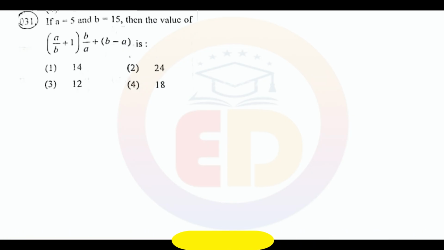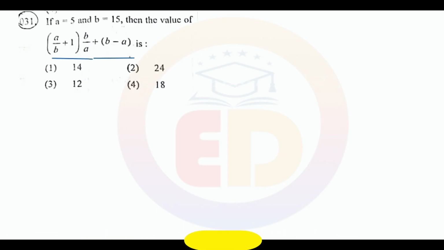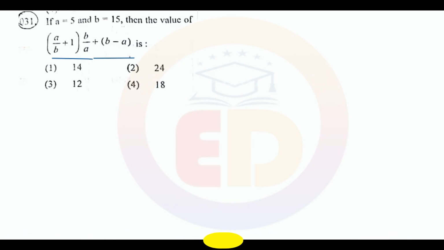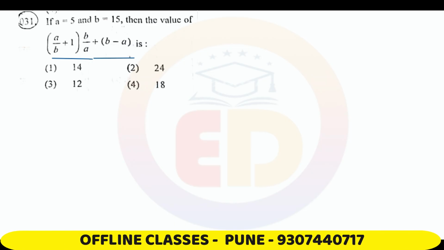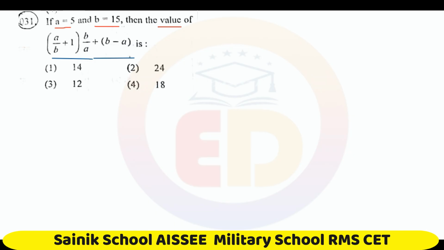Question number 31. Solving this question has two ways. Either you solve the equation and then finally put the value, or you put the value and then solve the equation. The question says if A is equal to 5 and B is equal to 15, then the value of... many such questions we have done.